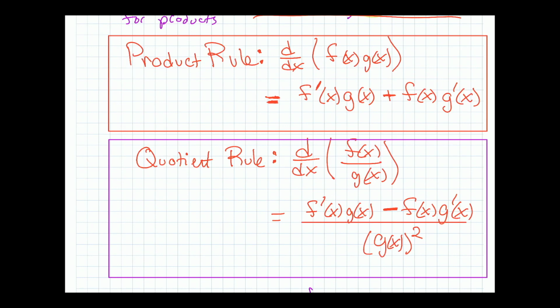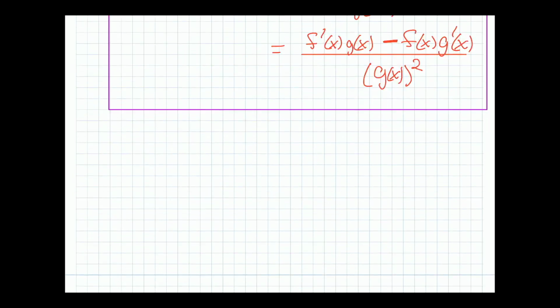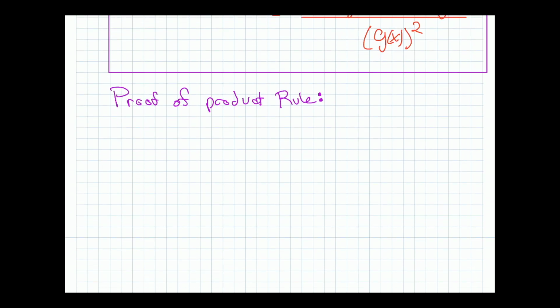Now, technically, if you want to use them, we should prove that they exist, okay? Now, what I'm not going to do is prove the quotient rule because the quotient rule is easiest to prove with the chain rule, which we'll learn later. I am going to prove the product rule, though. So, proof of the product rule. Now, I want to be clear about this proof of the product rule. You're not going to have to prove it yourself. This is just to convince you that it's true.